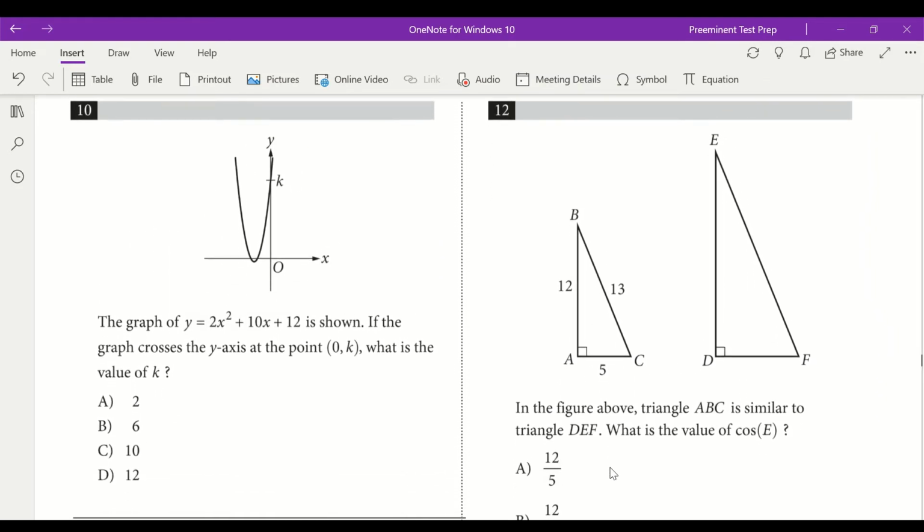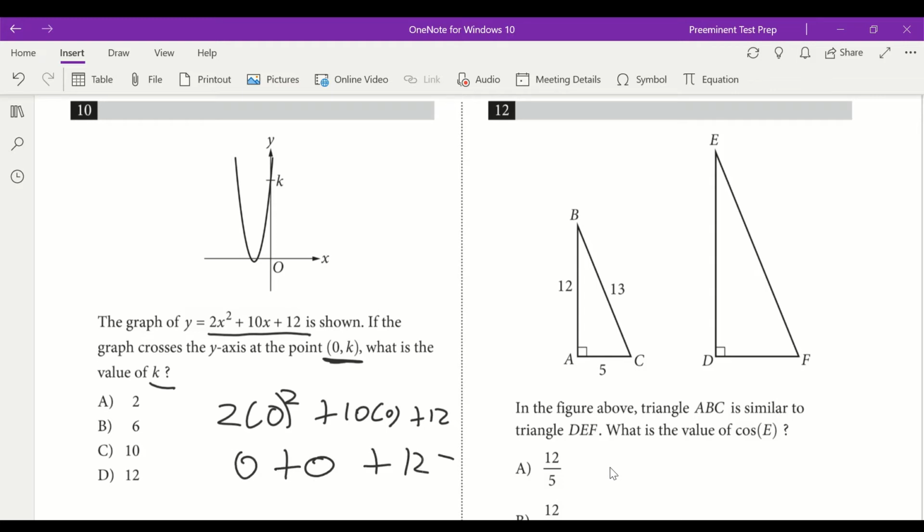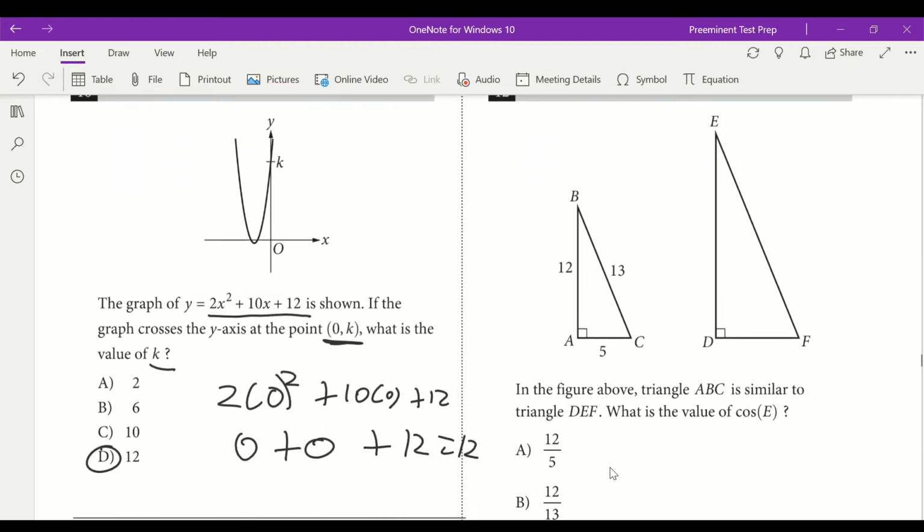Question 10. The graph of y equals 2x squared plus 10x plus 12 is shown. If the graph crosses the y-axis at point 0, k, what is the value of k? Well, we know that at point 0, k, it just means we're putting in 0 for x. So we'll have 2 times 0 squared plus 10 times 0 plus 12. Well, we know 2 times 0 squared is 0, 10 times 0 is 0, and then plus 12, that means k will equal 12.